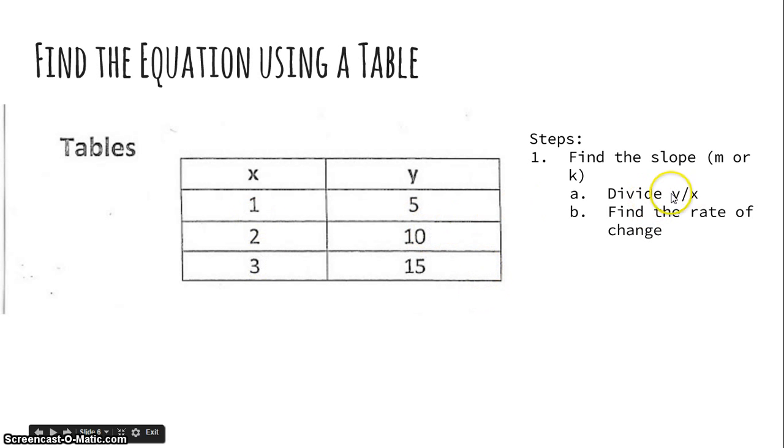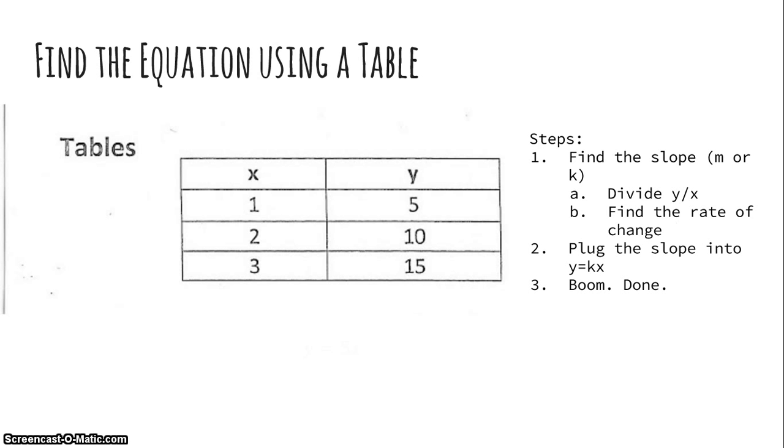But we have a nice little shortcut here with this: divide y by x. Once we found the slope, plug the slope into y equals kx. Boom, done. We end up with y equals 5x, just like that. Okay, find the slope, plug it in. Boom. Pause if you need to.